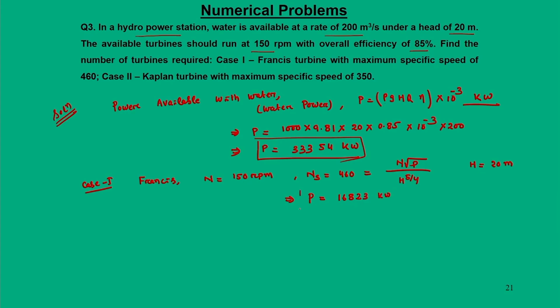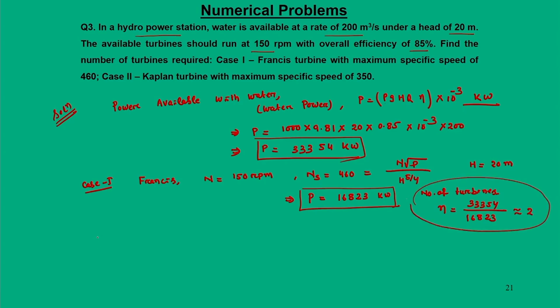So, a single Francis turbine will give you 16823 kilowatt power. So, number of turbines n will be 33354 divided by 16823. So, it is approximately 2. So, we need to have 2 number of Francis turbines.